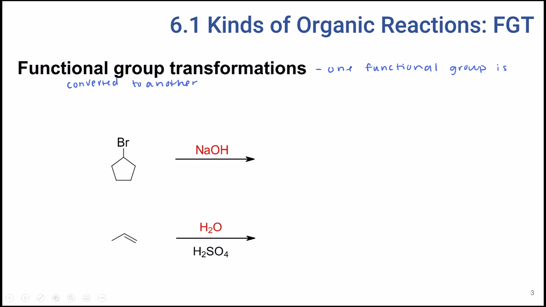So in the reaction of bromocyclopentane, that bromine is going to change to an OH group, and then we get sodium bromide as a byproduct. And if we have an alkene, we add water in the presence of acid. We're going to change the alkene into an alcohol. So this is one functional group that gets converted into another.